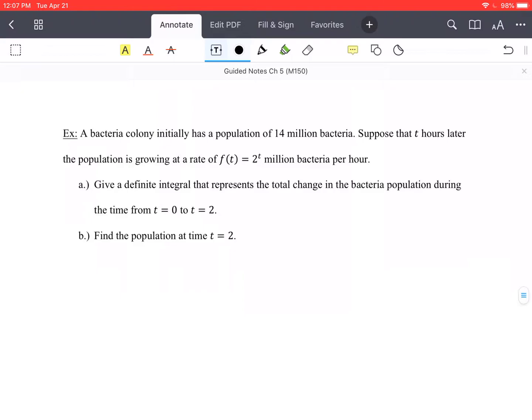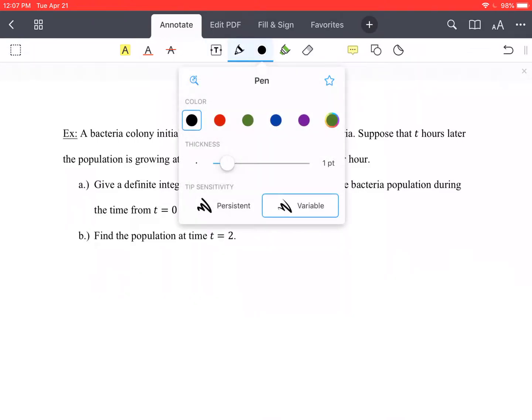All right. So next up, a bacteria colony initially has a population of 14 million bacteria. Suppose that t hours later, the population is growing at a rate of 2 to the t million bacteria per hour. First up, give a definite integral that represents the total change in the bacteria population during the time from t equals 0 to t equals 2, and then find the population at time 2.